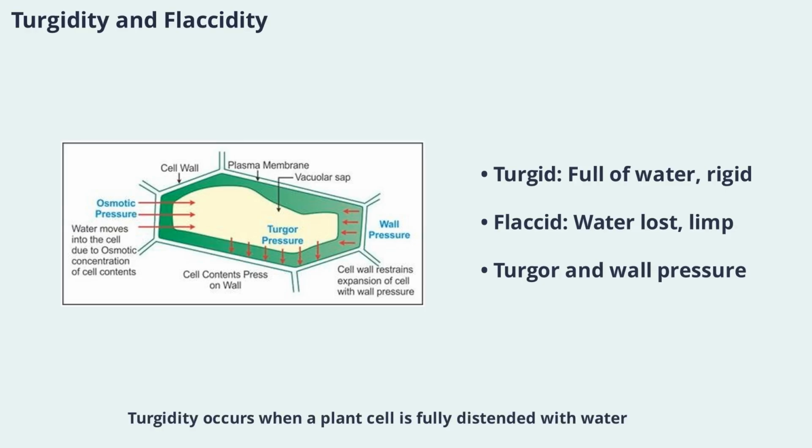Turgidity occurs when a plant cell is fully distended with water, making it rigid and stretched. The pressure exerted by the cell contents on the cell wall is called turgor pressure, while the pressure from the cell wall on the contents is wall pressure. When water is lost, the cell becomes limp or flaccid, a condition known as flaccidity. The reversal of plasmolysis, where the cell regains water, is called deplasmolysis.